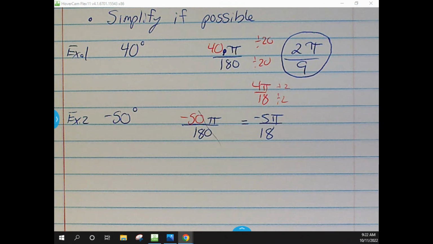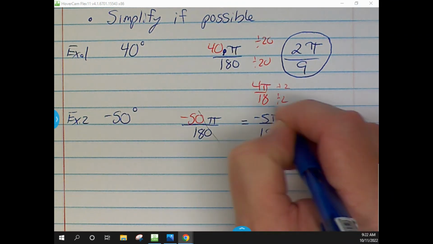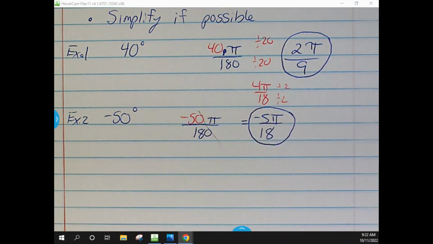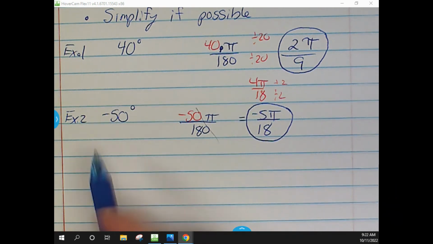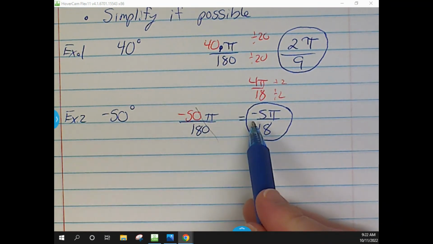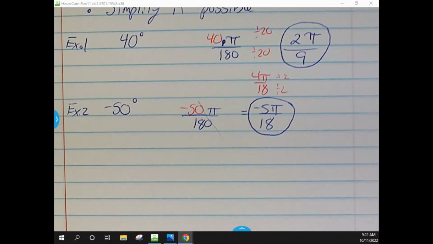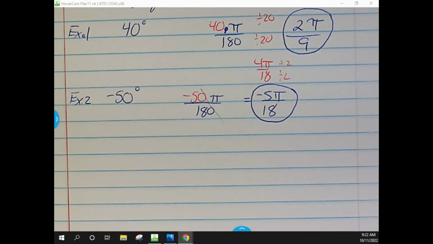5 won't go into 18, so there you go. So if the answer here is negative, the answer here also needs to be negative. That's all you're going to do. Just bring the negative sign over when you simplify.